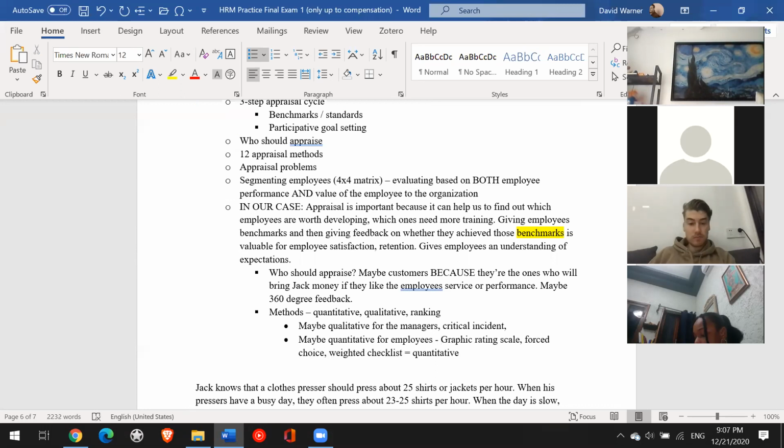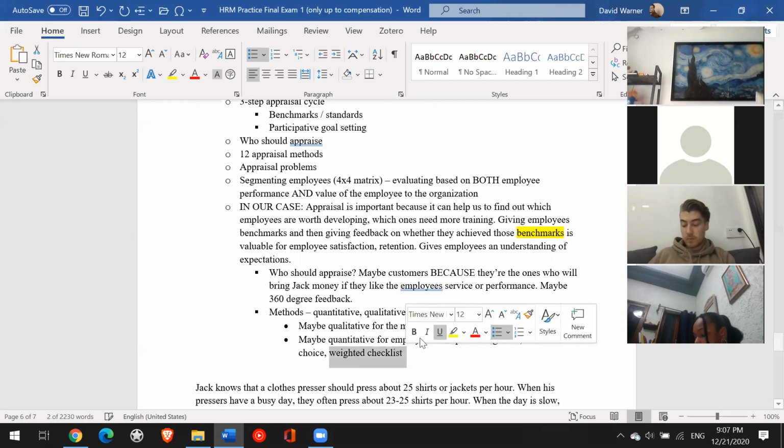Like items rating from poor to good. Okay, so weighted checklist is just like the graphic rating scale, except the difference is each question has a weight and the managers don't know the weight. So I think weighted checklist is a good choice, but you have to be clear on why.